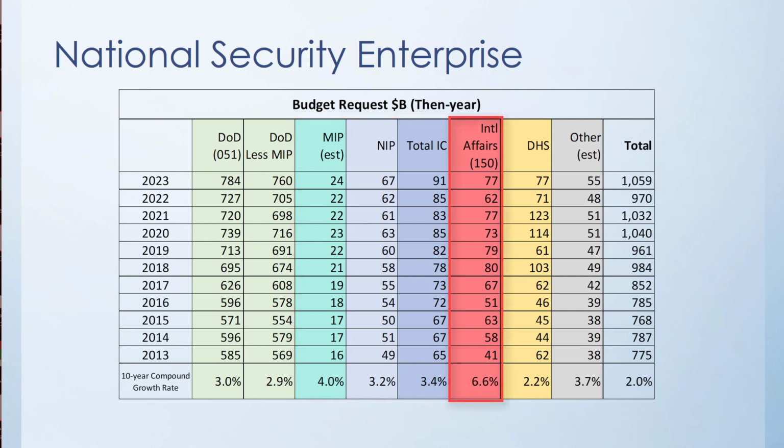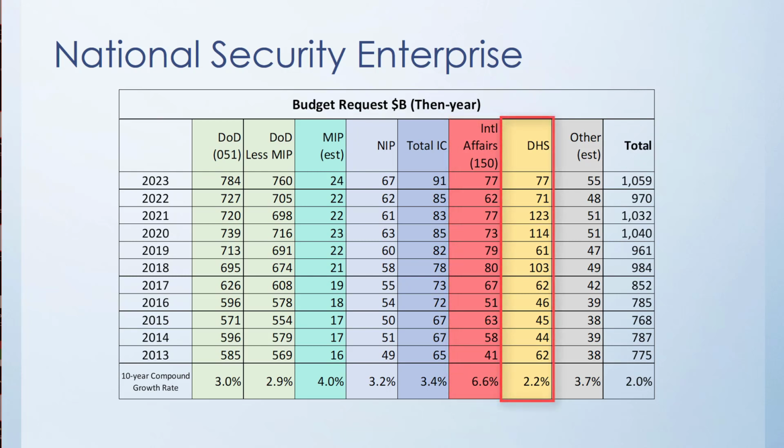The red column is State Department and International Affairs. That's grown faster than any of the other categories, and you note that it goes up and down depending upon what's going on in the world and what nations we're supporting and how we're supporting them.